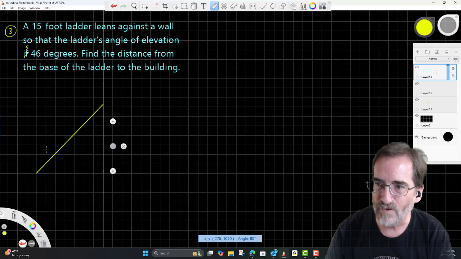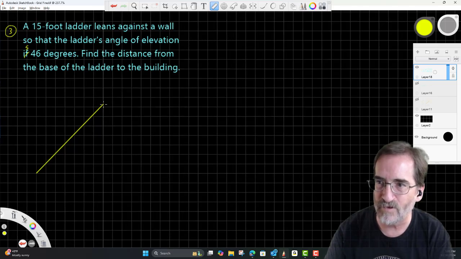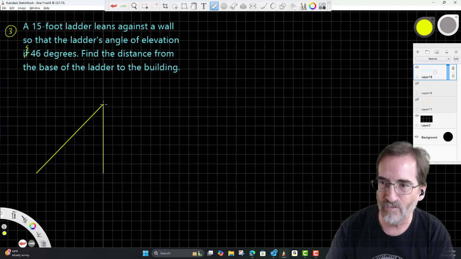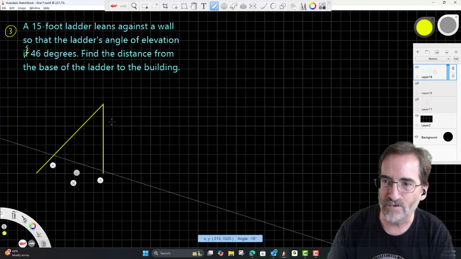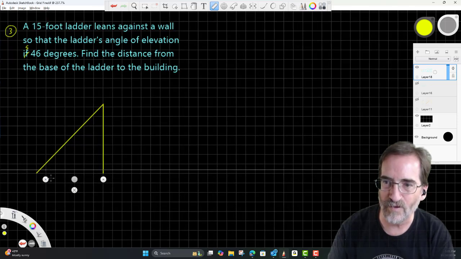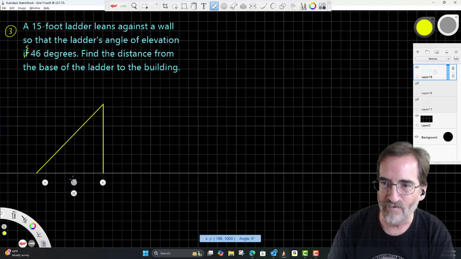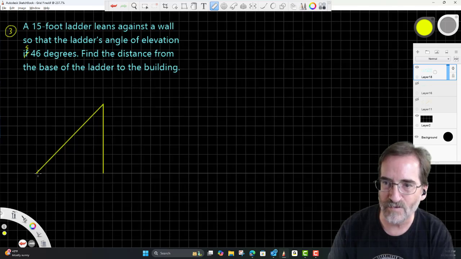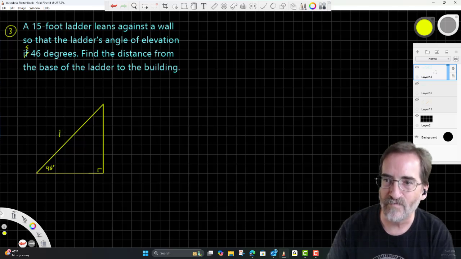And the wall, of course, is assumed to be vertical, as walls are wont to be. Poorly built walls may not be, but correctly built walls usually are perfectly vertical. We have tools like plumb lines to make sure that they are so. Okay. So 46 degrees, and the ladder is 15 feet long.